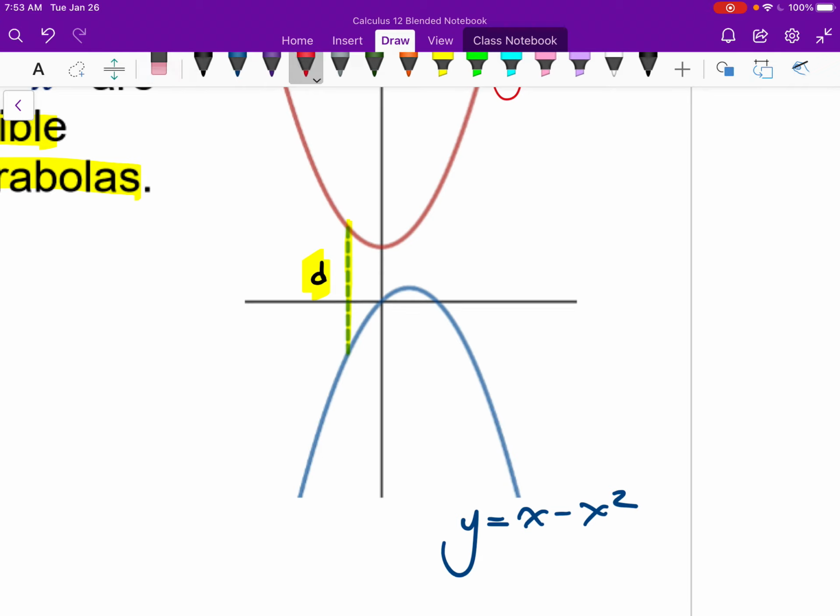It's hard to really tell, actually. Is it right there, or is it right there? I can't really tell yet. Plus, I don't have any numbers labeled on this axis anyways. But that's the idea. I want to make that as short as possible. All right, so how do I do that?